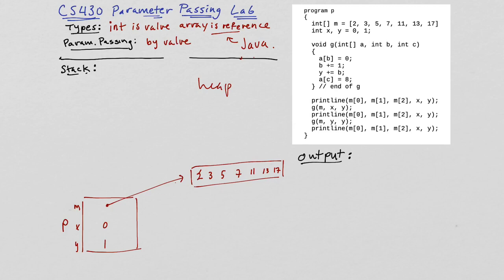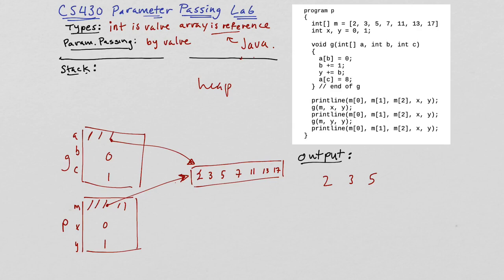And then we call g. And everything's passed by value. And so c is going to get 1, b is going to get 0. And A is going to get the reference passed into it by value. So the address stored here was passed into the address stored here. And now we're going to run the code.